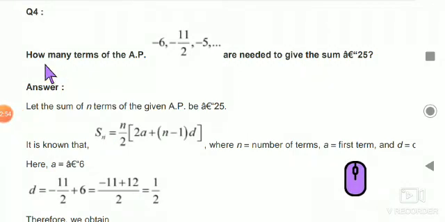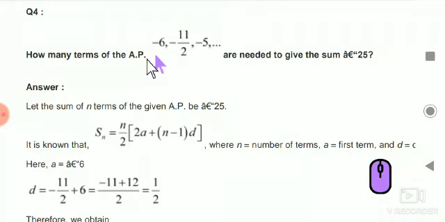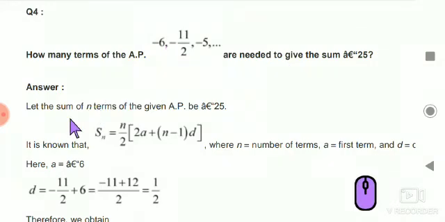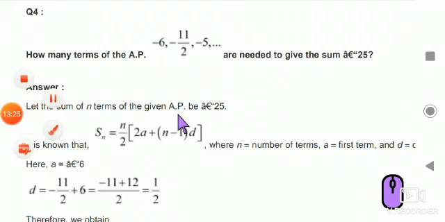Dear students, we start with solving the fourth question. How many terms of the AP -6, -11 by 2, -5 and so on are needed to give the sum -25? One progression is given for us. We have to find how many terms of the AP give the sum -25. Let the sum of n terms of the given progression be -25.